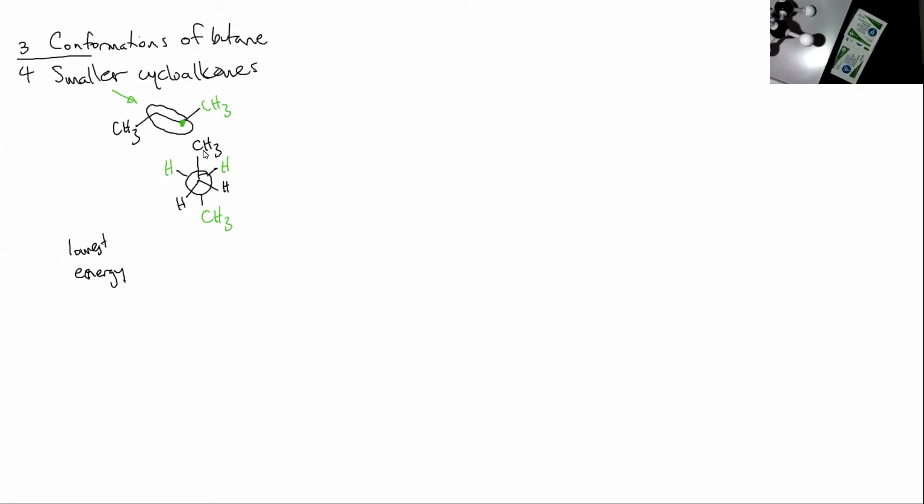So that's going to be one of our staggered conformations. We're going to wind up calling that the anti-conformation. I'll write that down in a little while. We're going to draw the structures first using Newman projections, then we'll name them. The next lowest energy conformation is still going to be staggered.